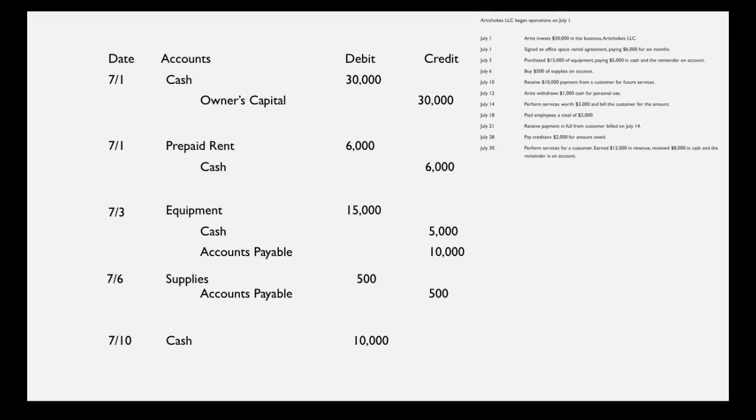Now, why did we get this $10,000? Well, it tells us that it was from a customer for future services. So if we get paid before we do any of the work to earn it, that's something called unearned service revenue. So a few common examples of unearned service revenue will be something like plane tickets, right? If we're Southwest Airlines and we're selling plane tickets, we're getting that cash now for a flight 2 months from now, right? So that's unearned revenue.